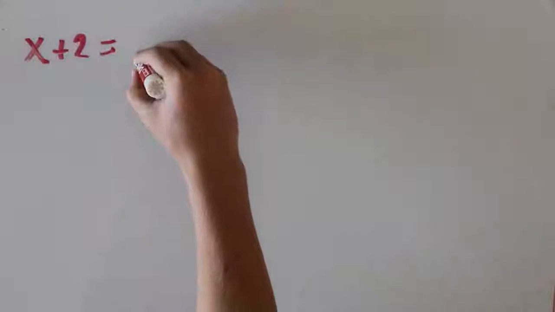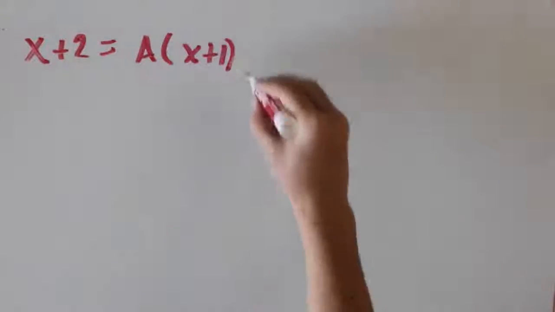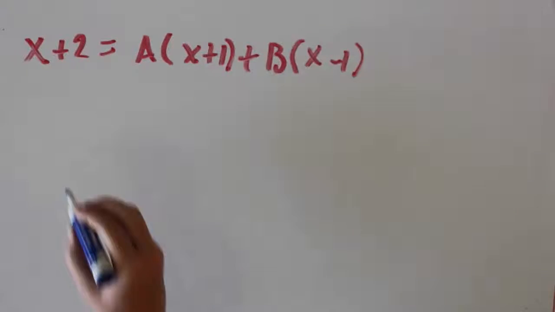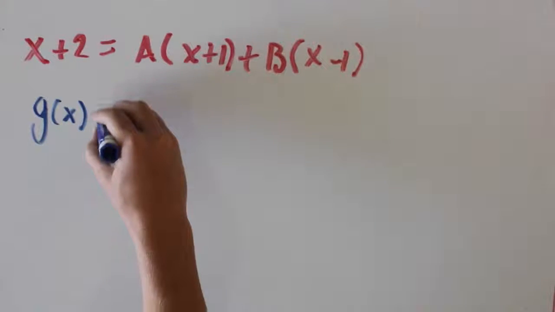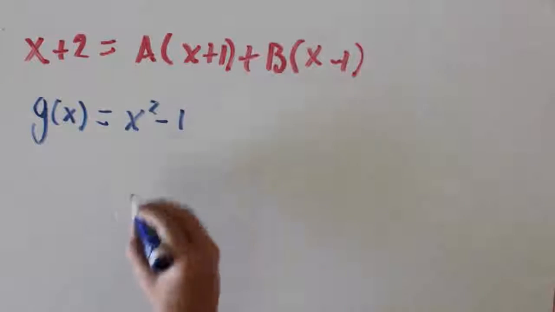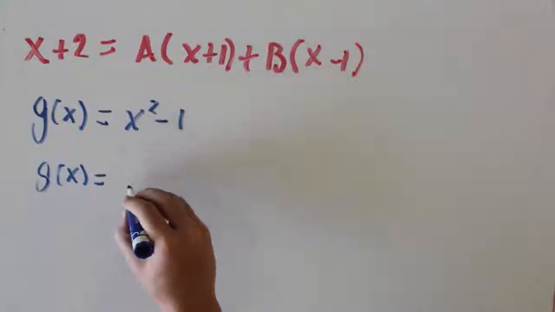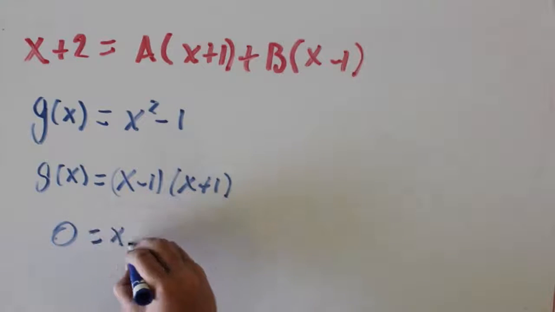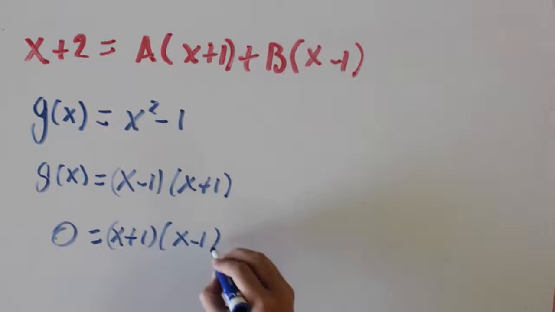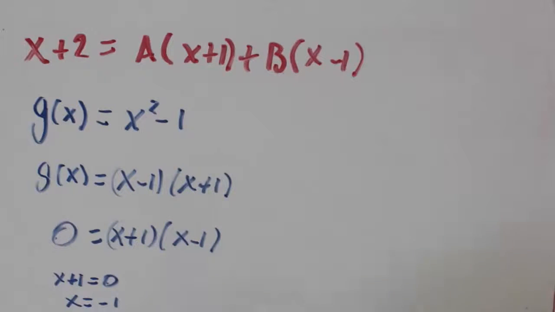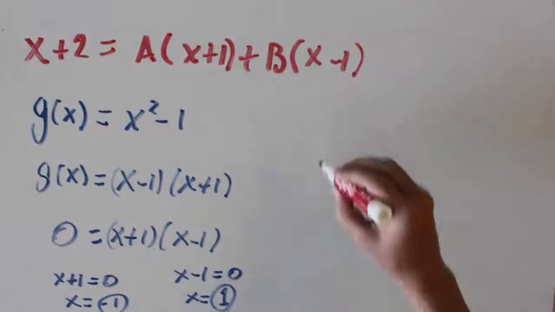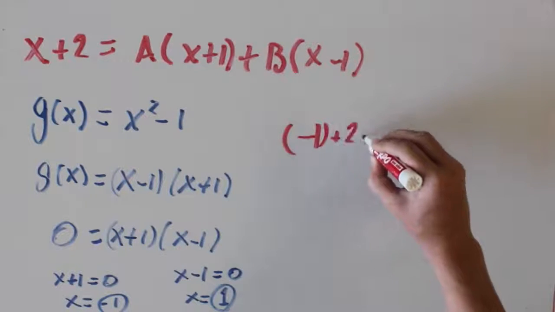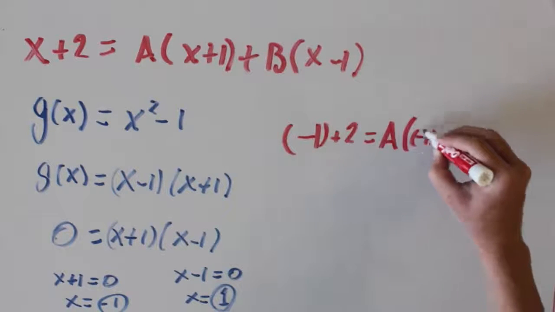The first step is to take the bottom function from our original total function and to find the zeros of it. G of x equals x minus 1 times x plus 1. You set it equal to 0 and use algebra to solve. You get negative 1 and positive 1 as the zeros. Now we're going to plug these numbers into the above red equation. First we'll start with negative 1.